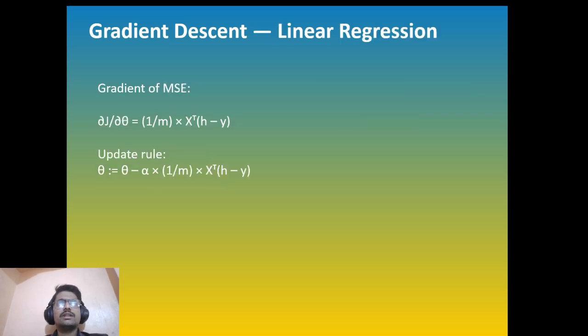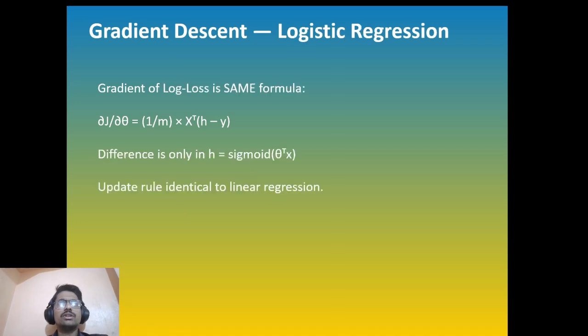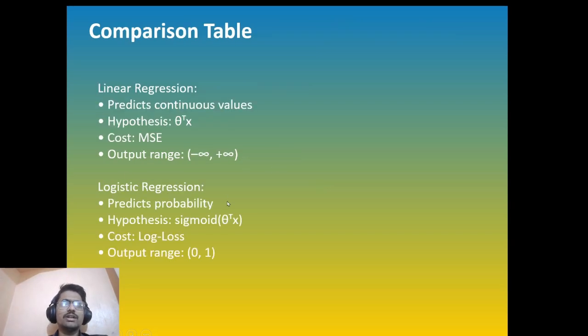So, gradient descent for linear regression. This is the formula for the gradient of MSE, and this is the update rule. So, gradient descent for logistic regression. The gradient of log loss has the same formula. Here is the same formula, and the difference is only in h, which is sigmoid of theta transpose x. The update rule is identical to linear regression.